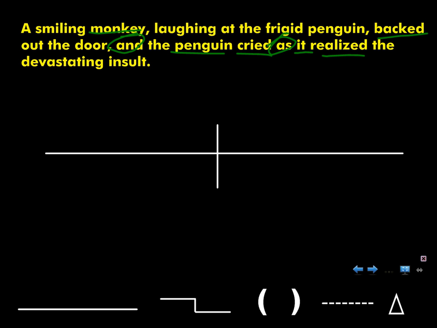A smiling monkey, laughing at the frigid penguin, backed out the door. Olivia, go ahead. Monkey backed. We'll get it. Don't worry. Let's just diagram one at a time, because remember, students make mistakes and overwhelm themselves because they try to achieve the final answer in one go. With something that's complicated, you must move step by step. One piece of information, then the next piece of information, then the full assembly.